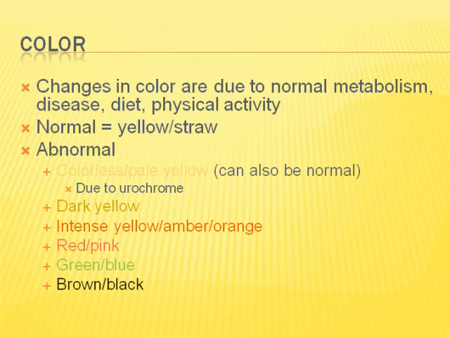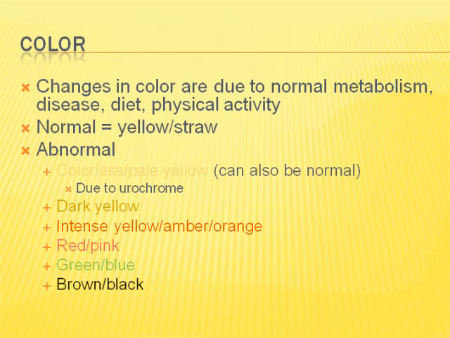You can have dark yellow urine. That, again, may be fairly normal and just due to some level of dehydration. An intense yellow, amber, or orange color could be due to bilirubin. Red or pink could be due to blood or hemoglobin in the urine. And again, there are lots of different variations to this.